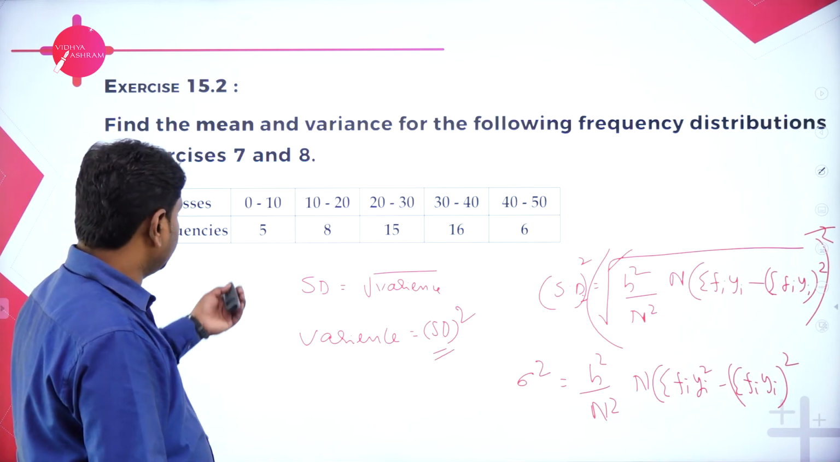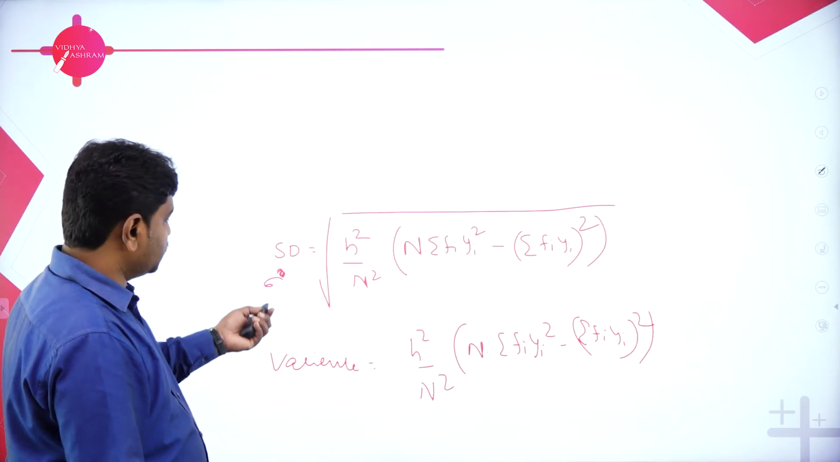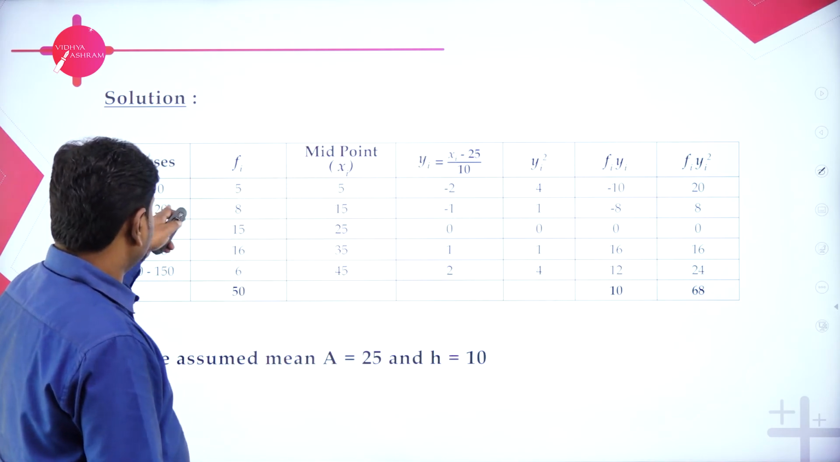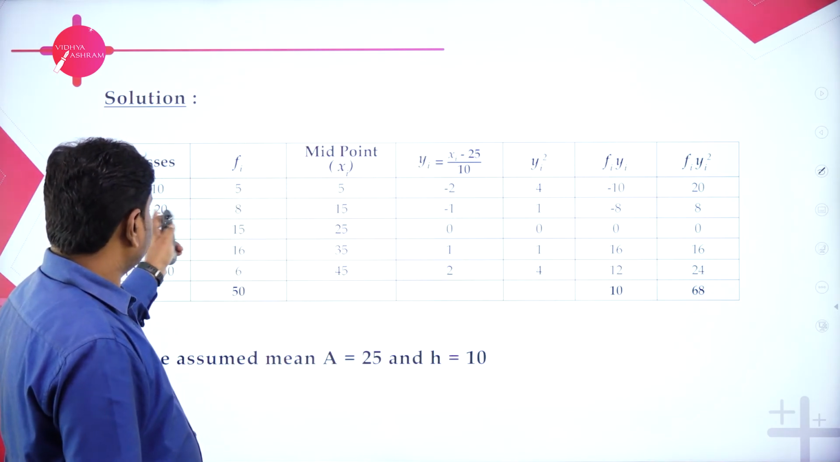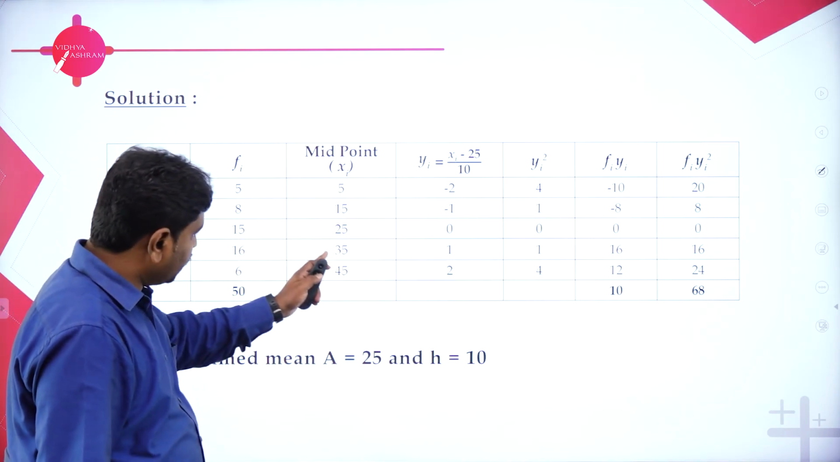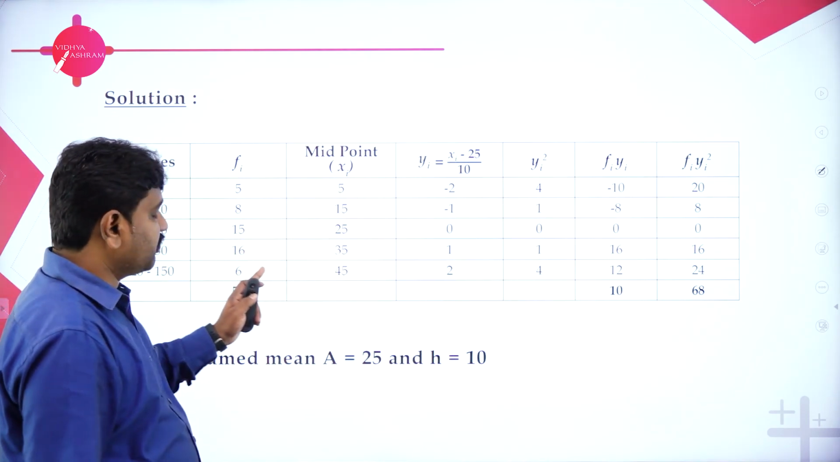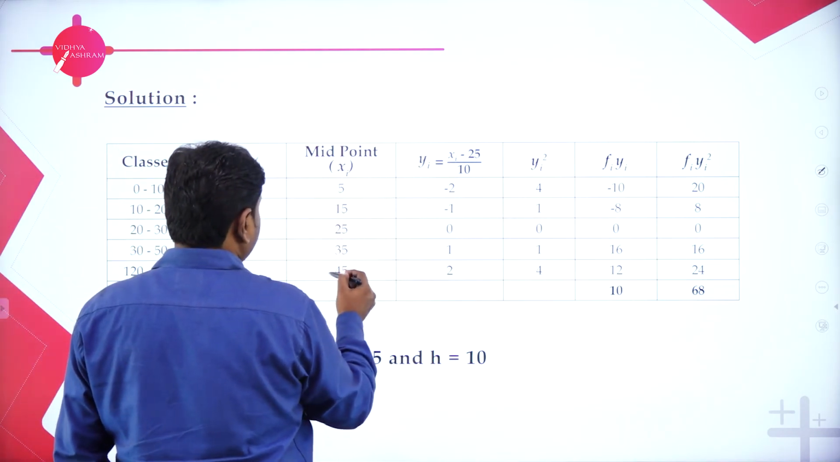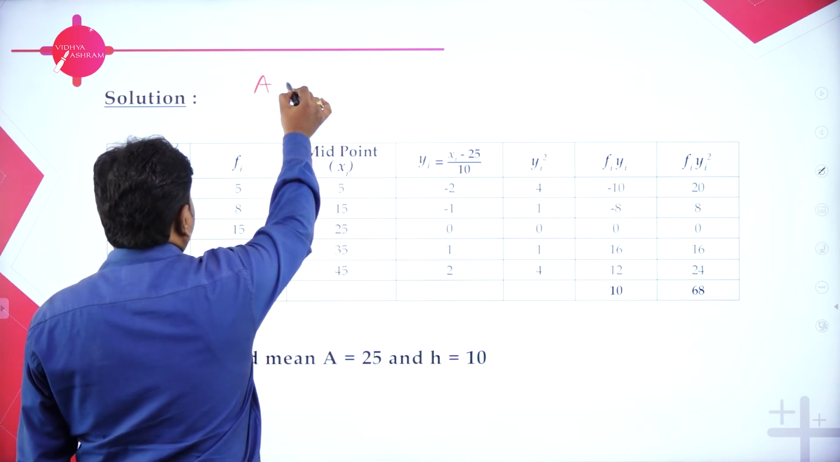Same technique we can use for the next problem. The next problem resembles this. So construct fi, then midpoints. So 0 to 10 midpoint is 5, 10 to 20 midpoint is 15, 20 to 30 midpoint is 25, 30 to 40 midpoint is 35, 40 to 50 midpoint is 45. Then you do fi yi. How to calculate yi? Assumed mean. How to calculate assumed mean?